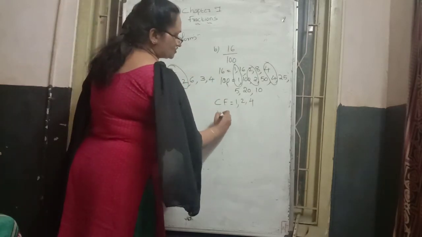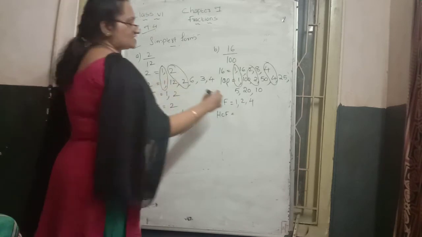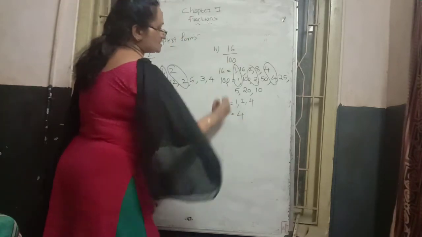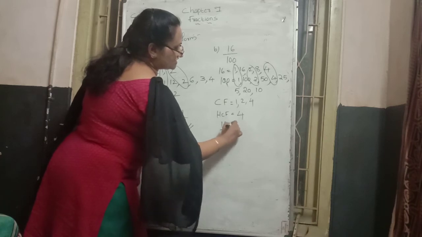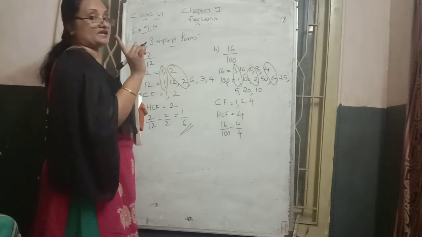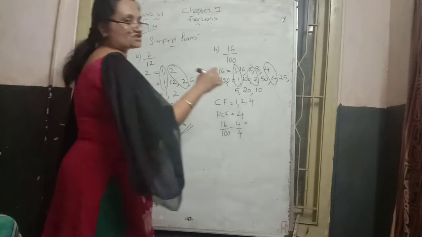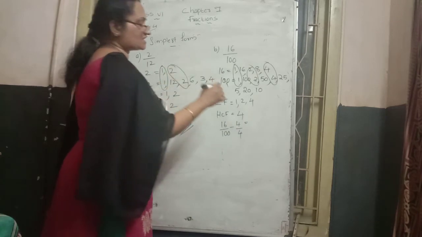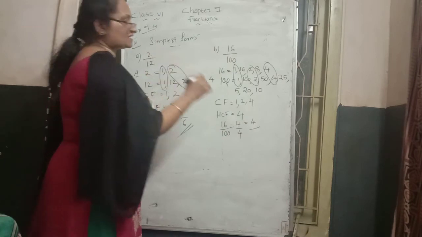Then HCF means highest common factor. Among these 3 numbers, which is the highest? 4. So what is the meaning? 16 by 100 is divided by the HCF. What is the HCF here? 4. So we use 4 and divide the same number, giving the equivalent fraction. 4 table, when we get to 16, 4 4s are 16. 4 table, when we get 100, 4 25s are 100.